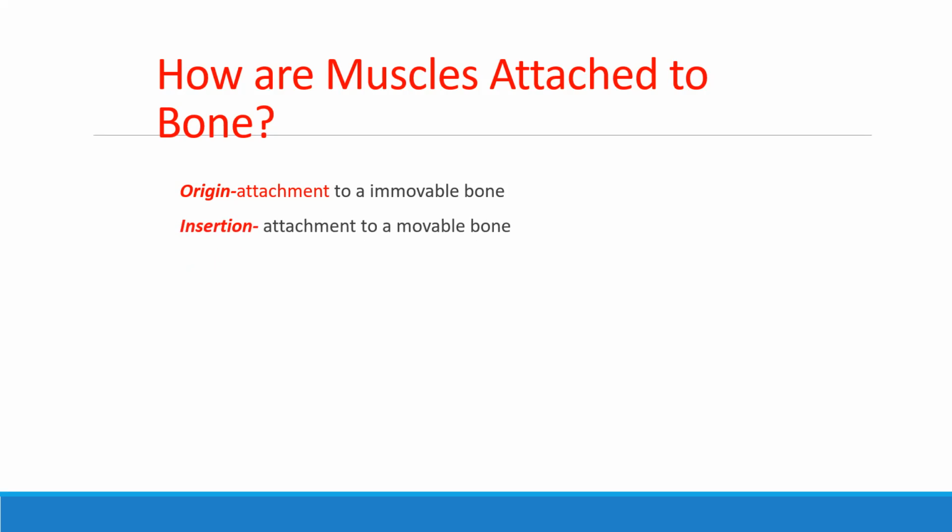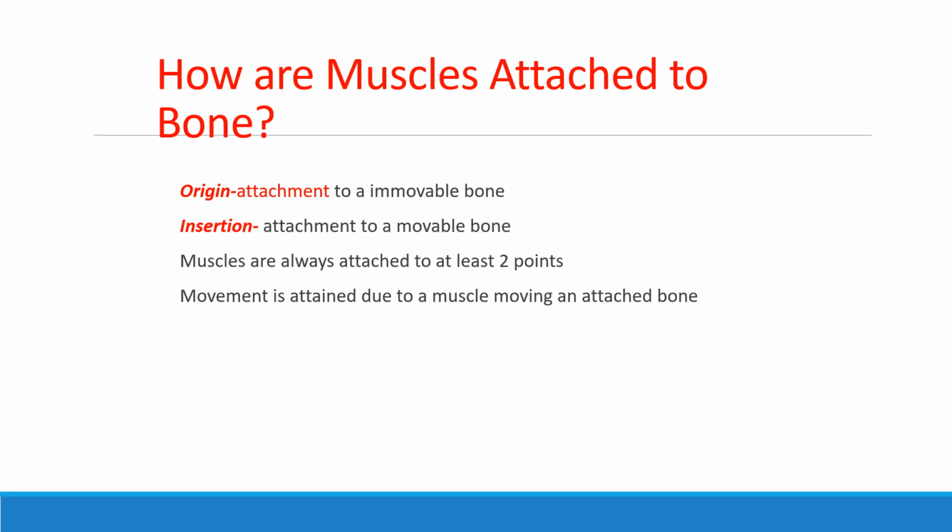The insertion is the attachment of a muscle to an immovable bone. I'm sorry, to a movable bone. You're only going to have one insertion, but you may have more than one origin. So origin and insertion, the bone that moves. There have to be at least two connections, an origin and an insertion, but you can have more than one origin.